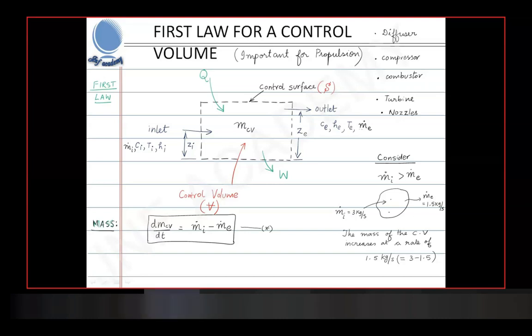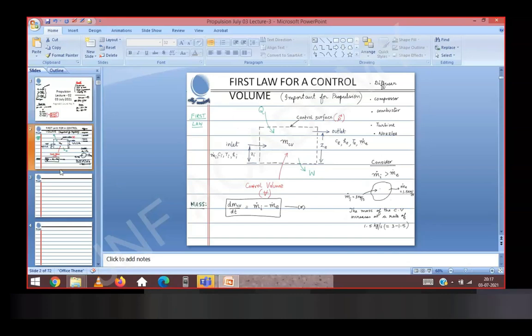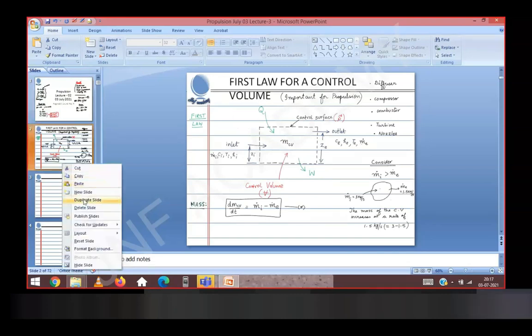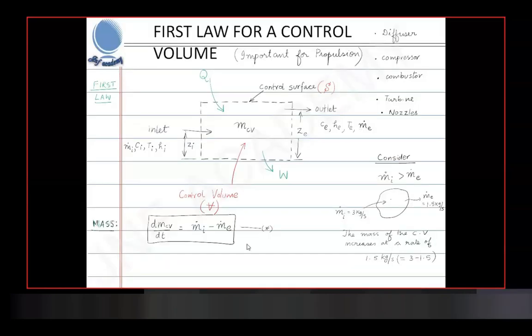We have finished writing, sir. Great. So now we are going to do a similar analysis for the energy of the control volume. Okay. So maybe for a minute, I'll go back. Yeah. So what I'll do is I'll do a similar analysis for the energy.